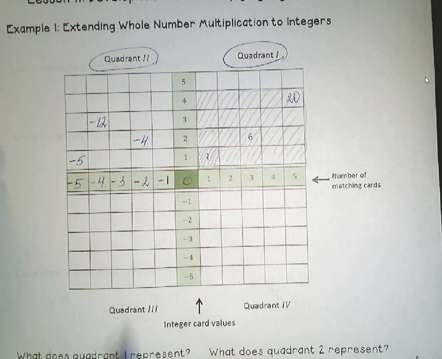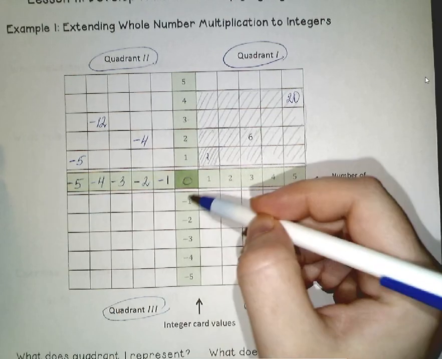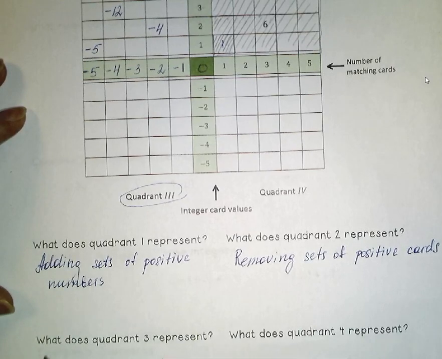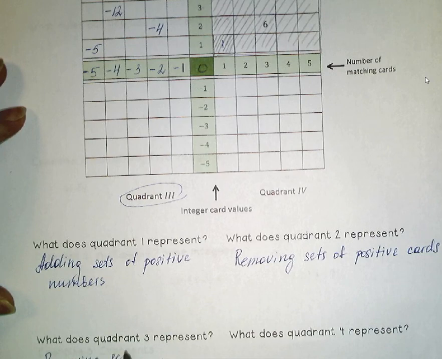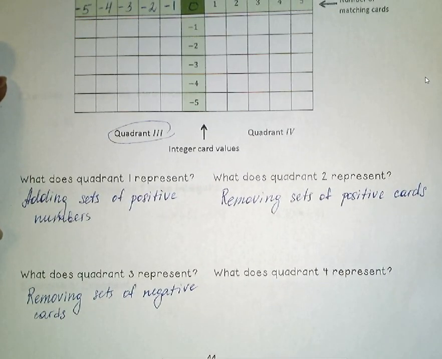Okay, let's look at quadrant 3. What would quadrant 3 represent? Quadrant 3 also represents removing sets, but now we are looking at negative cards, right? Removing sets of negative cards. Okay, so here we have removing sets of negative cards for quadrant 3. And we can take a look at this.